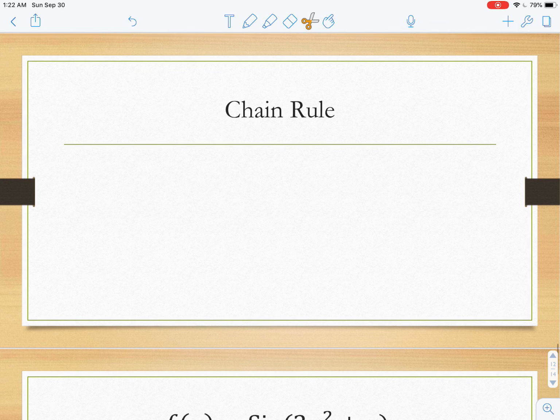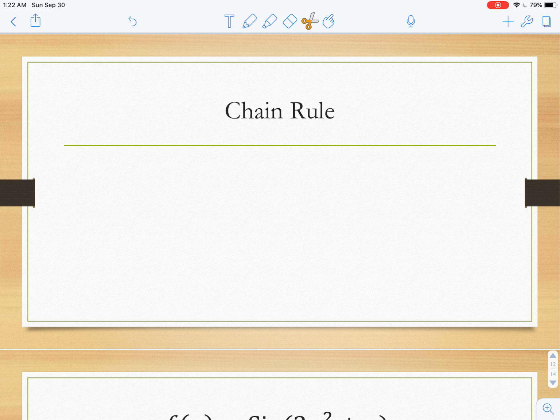Okay. All right. The next one that I mentioned before is going to be the chain rule. The chain rule you're going to use a lot with the trig functions. So with the chain rule, you're going to have your f prime of g of x multiplied by the derivative of the inside, which is g of x. It gives you g prime of x.